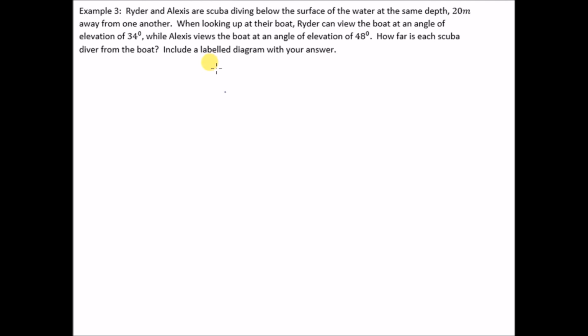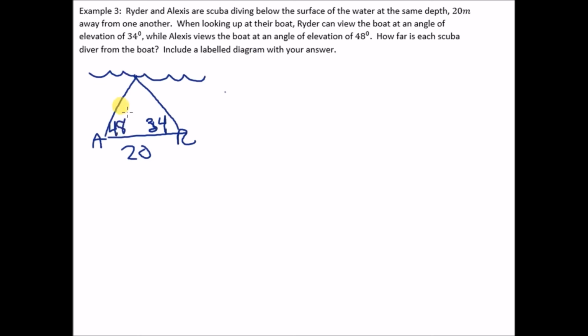Okay, example 3. Ryder and Alexis are scuba diving below the surface of the water, and they're at the same depth. Here's the water, and they're 20 meters away from one another. Let's call them A and R. When looking up at the boat, Ryder can view the boat at an angle of elevation of 34 degrees, while Alexis views the boat at an angle of elevation of 48 degrees. How far is each scuba diver from the boat?